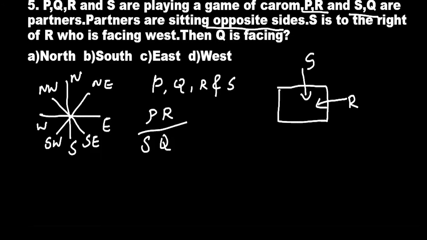P, Q, R and S. R faces towards west and S is to the right of R. So S is facing towards south. So Q is the partner of S and Q will face towards north. So the option A, north, is the correct answer.